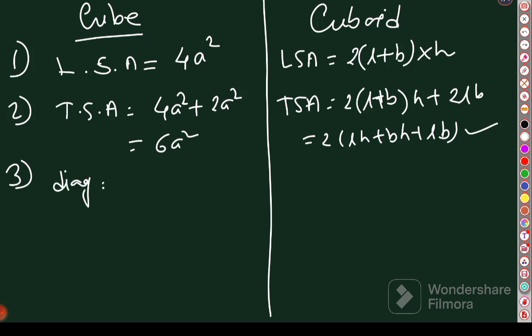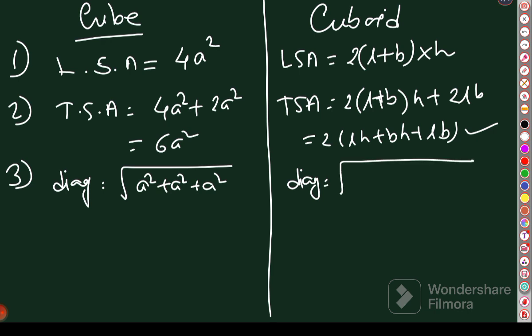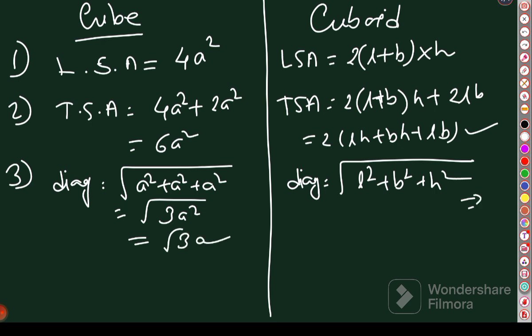Here the diagonal will be root under a square, a square, a square, and here the diagonal is root under l square, b square and h square. So this is root over 3 a square, that means root 3a. Here no more simplification. Okay, and number 4th is volume.